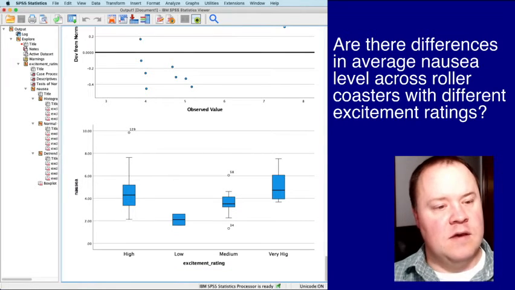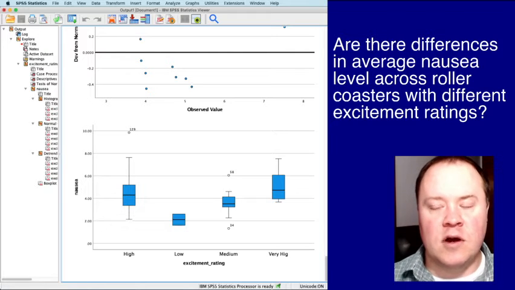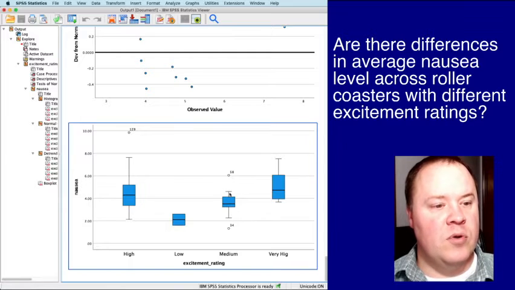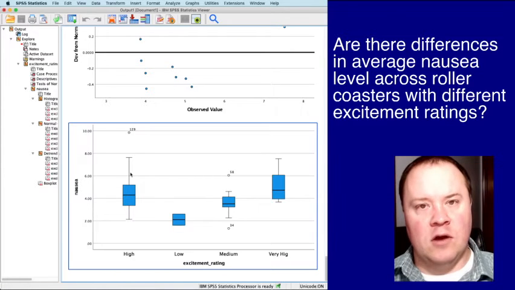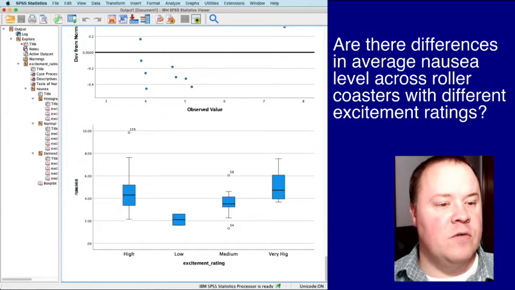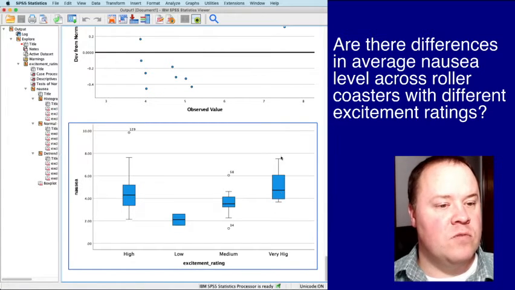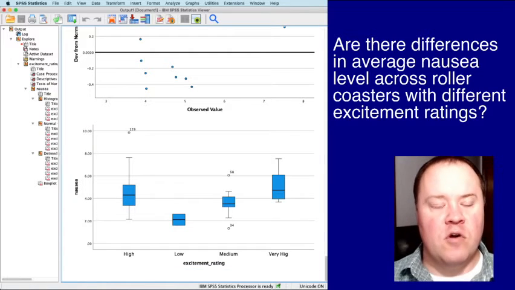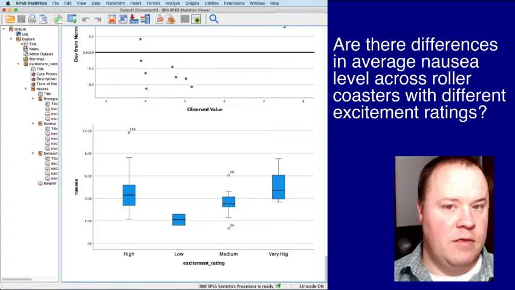However, something else to think about is the variance across these groups. If we look at the medium group, there is a pretty small range where most of the data is, and notice there's a couple of outliers here, but the majority of the data is within a pretty small range compared to the high group. And remember, the high group had 116 roller coasters in it. And then the very high group also has a smaller range than that. So we may have an issue with the assumption of homogeneity of variances with that.